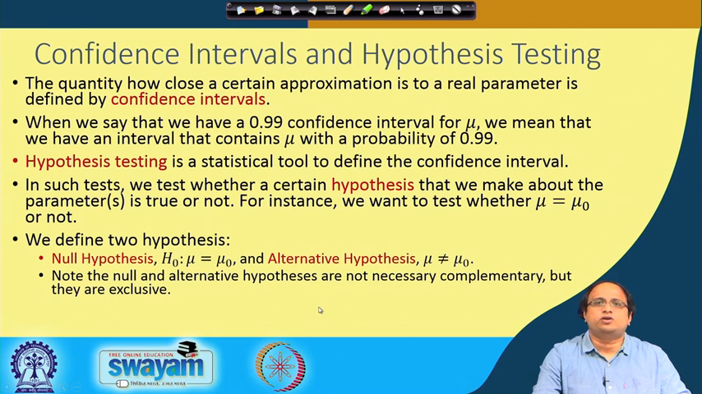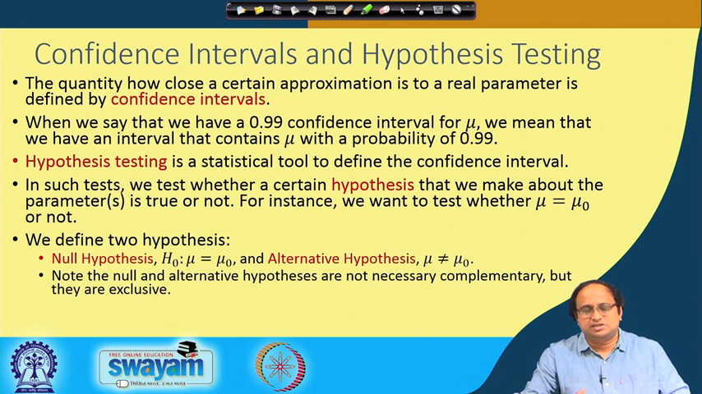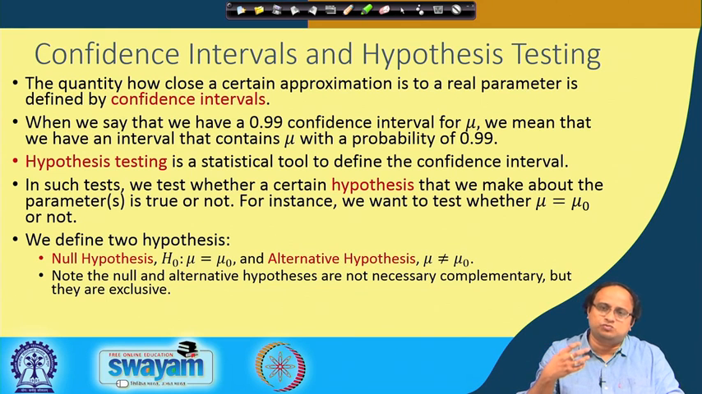Now, another important concept required to understand the following concepts is the confidence interval and hypothesis testing. The quantity that says how close a certain approximation is to a real parameter is often defined by confidence intervals. This is a very important concept, because when we are doing a difference of means attack, we need to predict the mean. This is the parameter you are trying to estimate, but the question is how many observations you need to estimate it with high confidence.